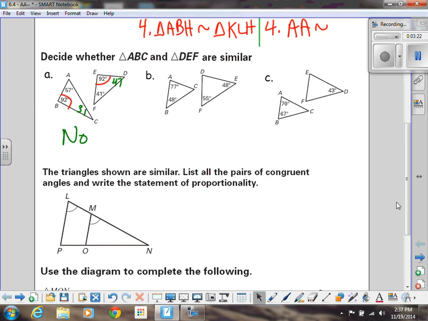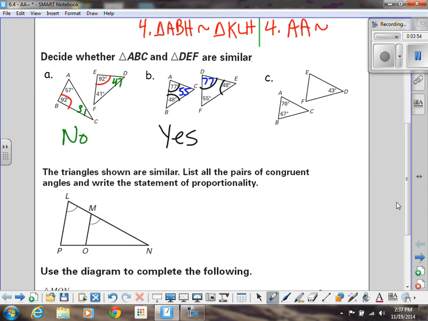Okay, I'm going to use that same strategy for B. I'm going to find that third angle by subtracting from 180. If I do that, we get that all three angles are congruent. When we have at least two, we only need two for angle-angle. So I know the 48s are congruent, and you could say the 77s are congruent. So yes, these are similar triangles.